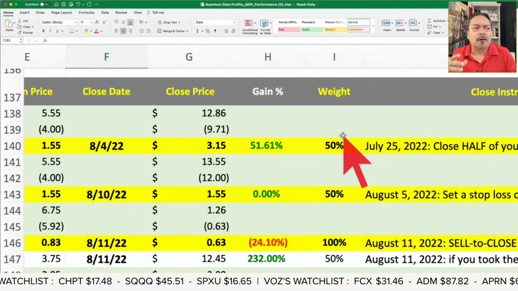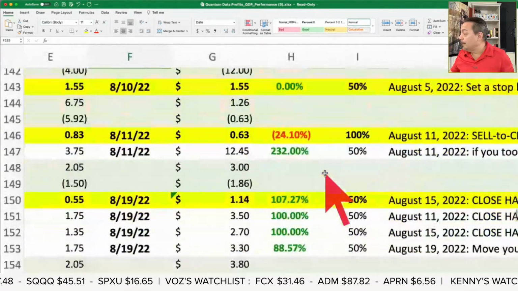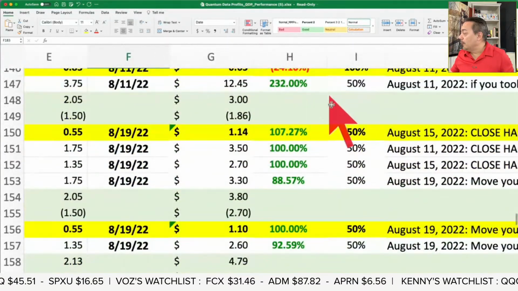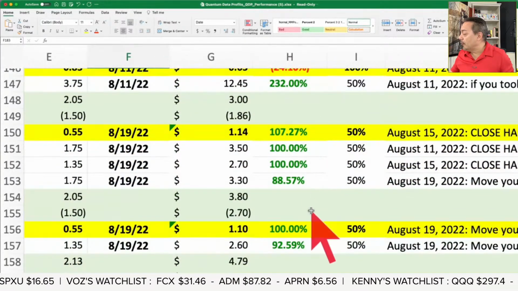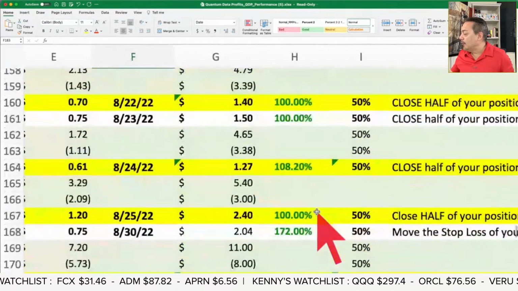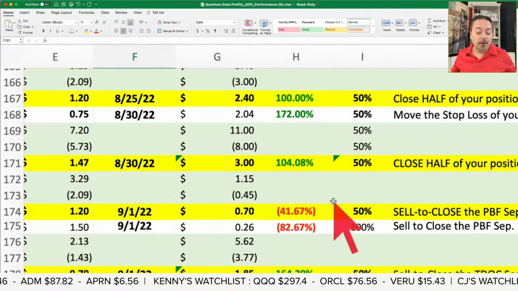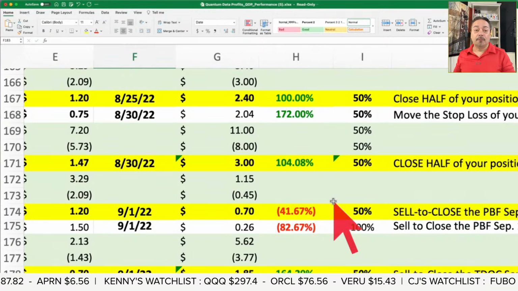Mm-hmm. Have we eclipsed the 12 winners? We did last month. I was going to say, I think we did, Tom. Here you go. 1, 2, 3, 4, 5, 6, 7, 8, 9, 10, 11, 12, 13. 13 winners before we hit our first losers in the last 2 months.